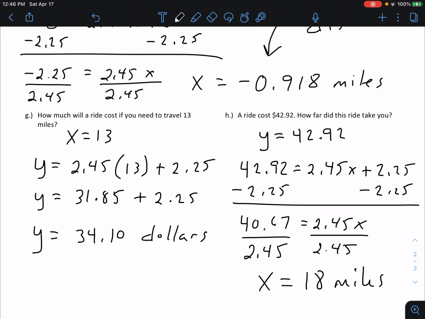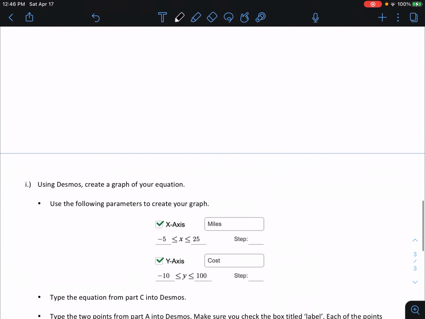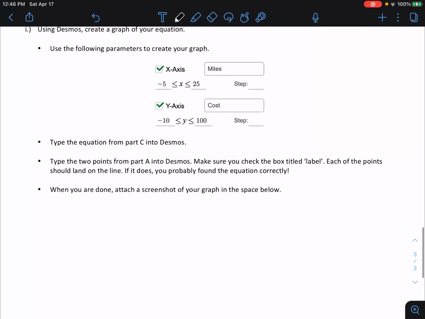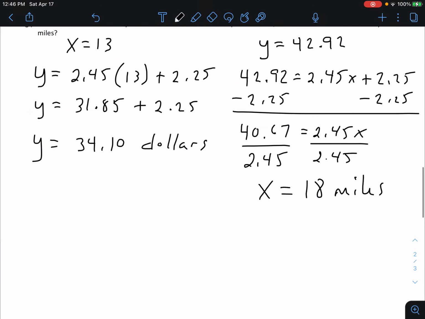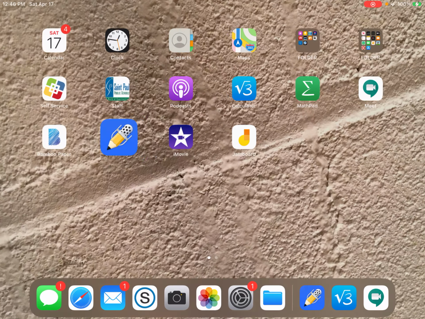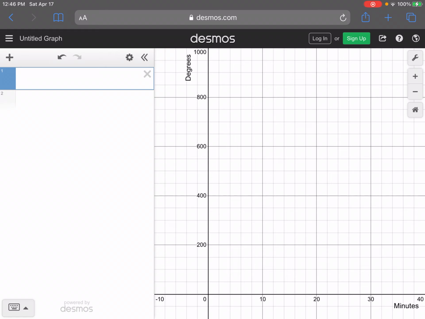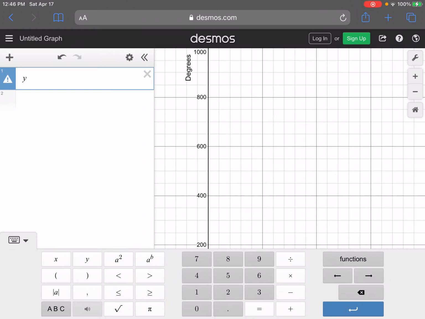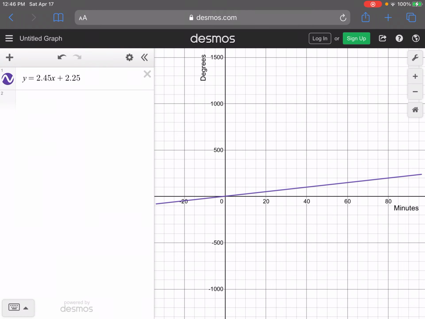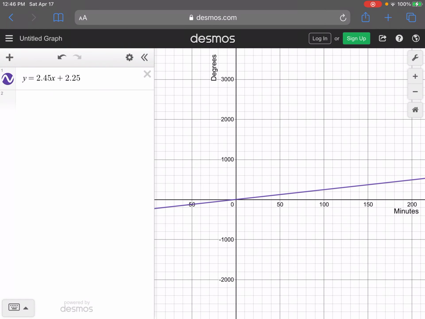All right, graphing. I believe that's next. Yes. Okay, so we're going to go back to Desmos and graph. I have to remember the equation. 2.45 and 2.25. All right, here we go. So let's go to Desmos. And we'll just clear these by hitting the X in the corner. So I'm going to type in my equation. So it's y equals 2.45x plus 2.25. Where's my graph? I can't see it. Oh, look at this one. It's going the other direction. It's going up. It's because it has a positive slope.